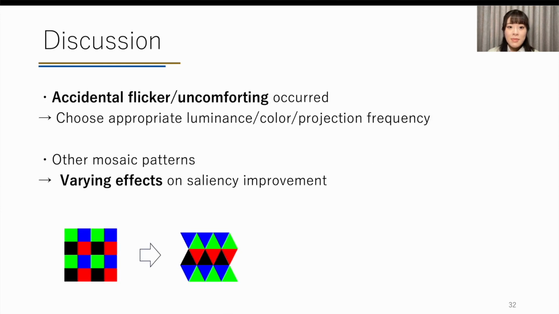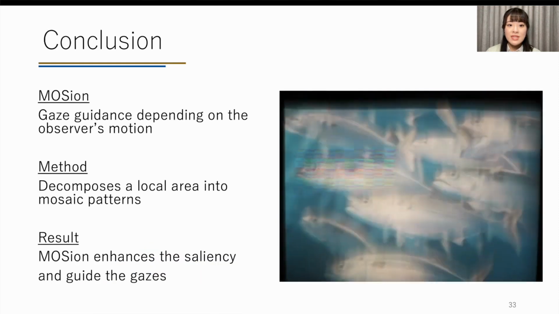Next, I'll discuss MOSion. The results of the user study showed that several participants reported finding unintended flicker. Flicker can be reduced by selecting appropriate luminance, color conditions, and projection frequency. Next, other possible mosaic patterns for MOSion can be discussed. MOSion utilizes the edges of the mosaics to improve saliency, and mosaics of different shapes will have varying effects on saliency improvement. I'll conclude the presentation.